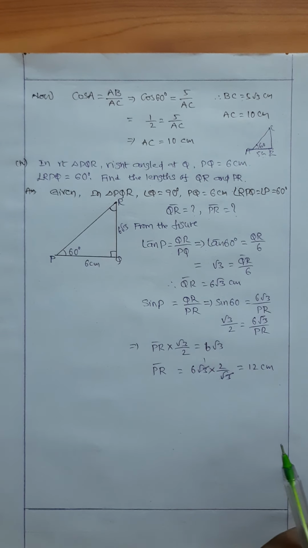Okay students, in the next video, we will see the complementary trigonometric ratios of complementary angles. That means sin 90 minus theta, cos 90 minus theta, tan 90 minus theta, and so on.